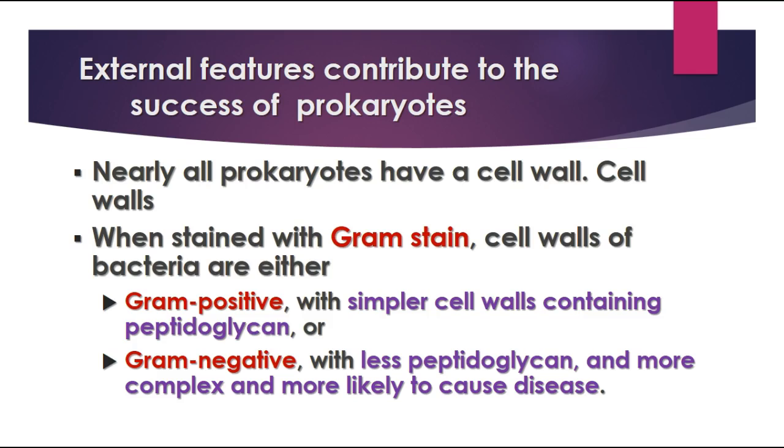When you stain eubacteria with a gram stain, the cell walls of the bacteria show up as being either gram-positive or gram-negative. The gram-positive ones have a simpler cell wall containing large amounts of peptidoglycan, and they stain purple under the gram staining process. The gram-negative bacteria have less peptidoglycan and also a more complex cell wall, and these are the ones that are more likely to cause disease, and they stain pink under the gram staining process.